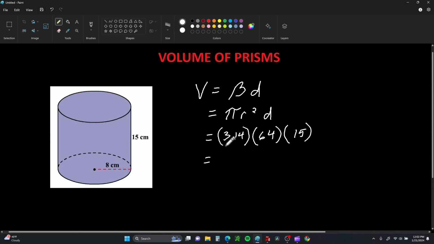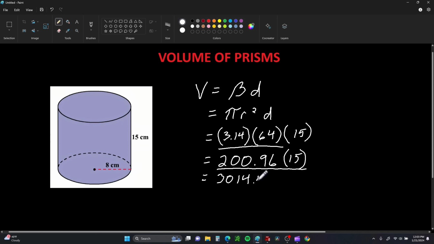So I'm going to do 3.14 times 64, which is 200.96. I bring down the times 15. And then I'm going to multiply 200.96 times 15, which is 3,014.4. And just as before, we put our units cubed.